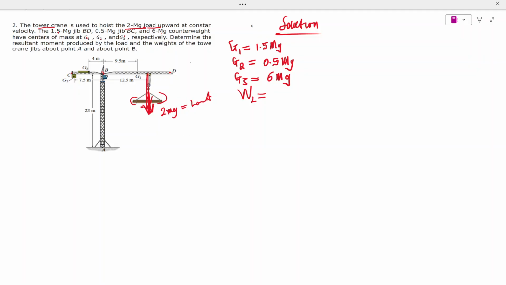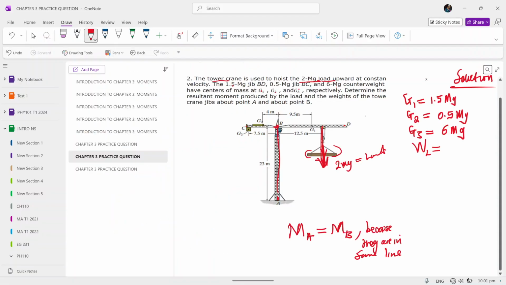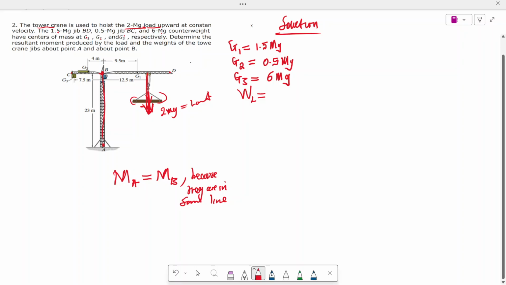Exactly. So determine the resultant moment produced by the rod and the weight of the tower crane about point A and what about point B. So the moment at A is equal to the moment at B. Why? Because they are in the same line. Moments at A and B produce the same moment, and that is the reason they are producing the same moments.